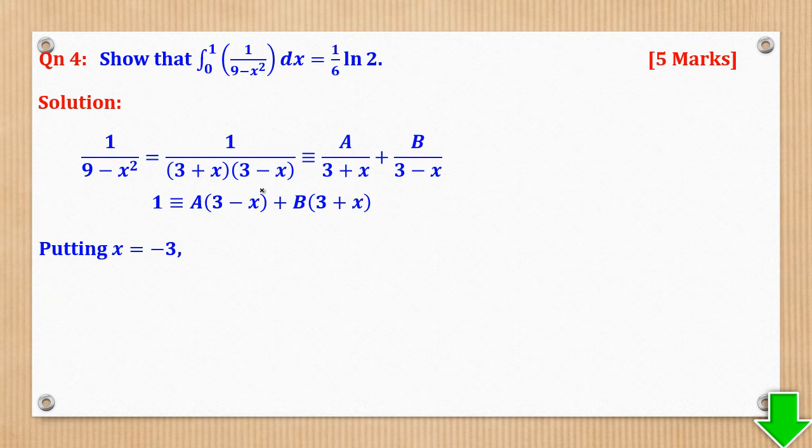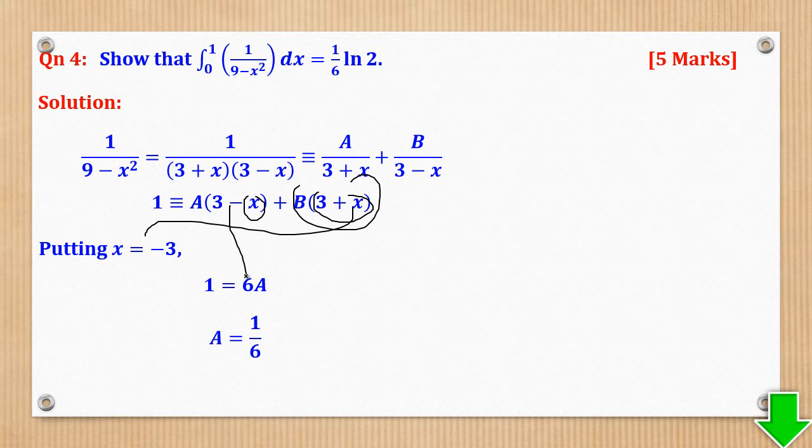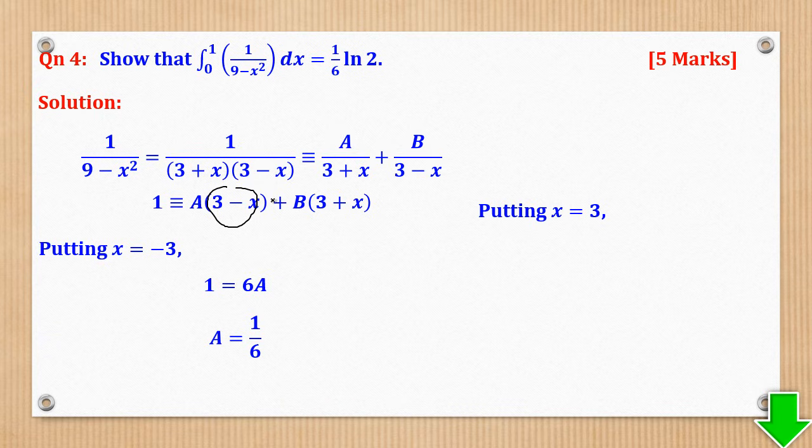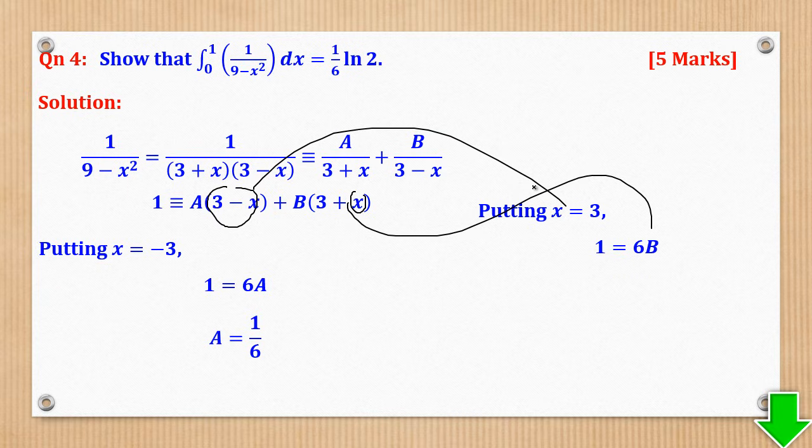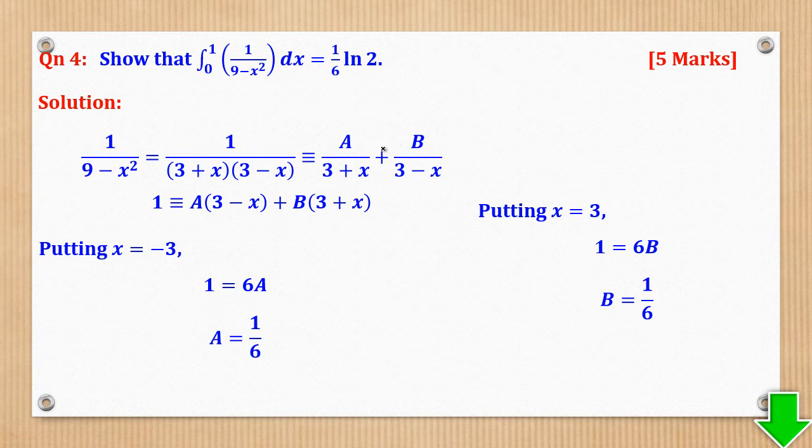So if I want to make this 0, it means x is equal to -3. Putting x equal to -3, when the whole of this is 0, and putting -3 here, I'll come up with 6 here. So a is 1 over 6. What if I want to make the whole of this 0? It means x should be 3. So putting x equal to 3, I'll come up with that, whereby 3 here gives you 6b. Therefore, b is 1 over 6.